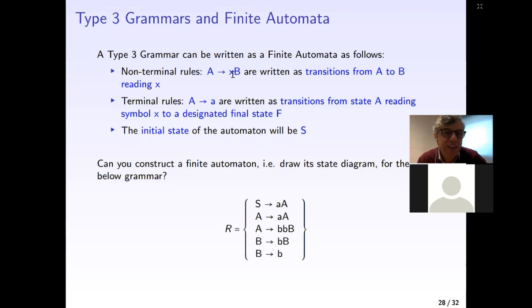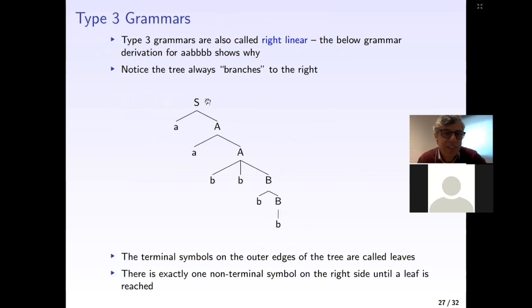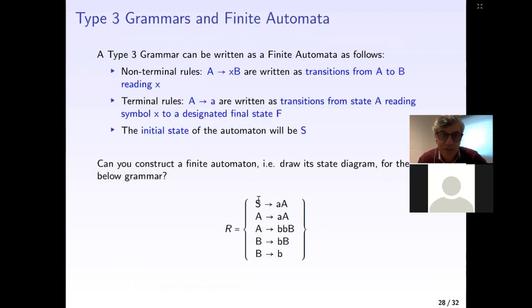I am in a state A. I take the character X, symbol X, and I will go to state B. Very similar. I'm in state S, I take a symbol A, I go to state A. I take these symbols, I go to here, and finally I'm in here. Okay? And it looks like that's the initial state, and that's the final state for us. So that's kind of a rule. You can write the rules of a grammar into a machine.